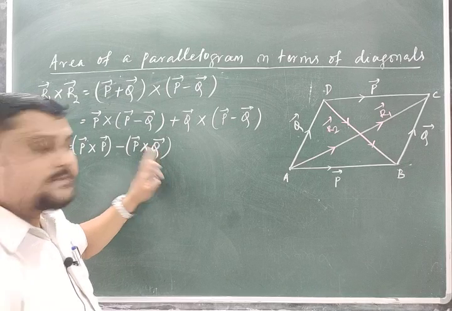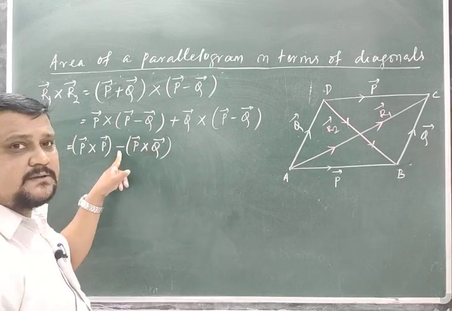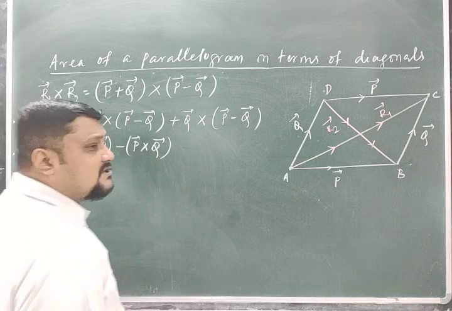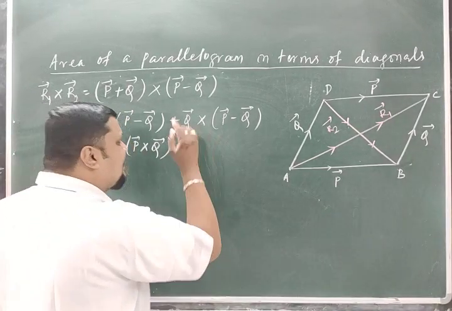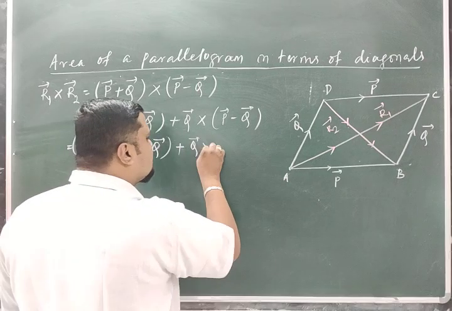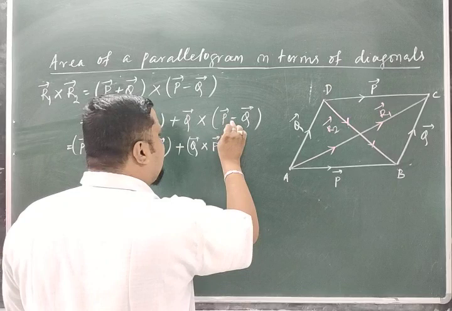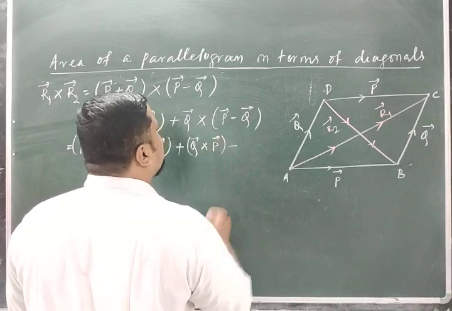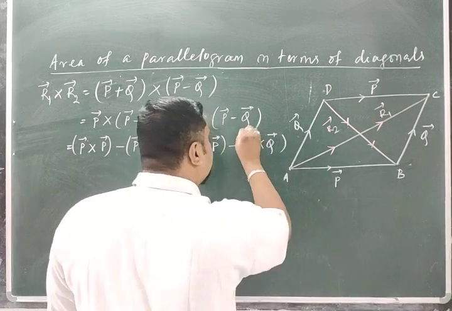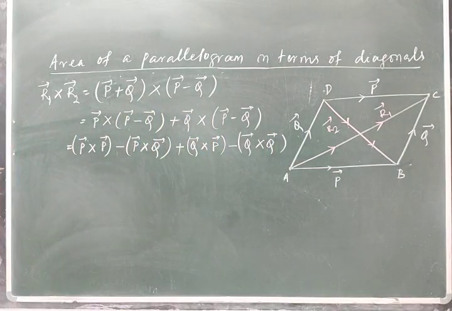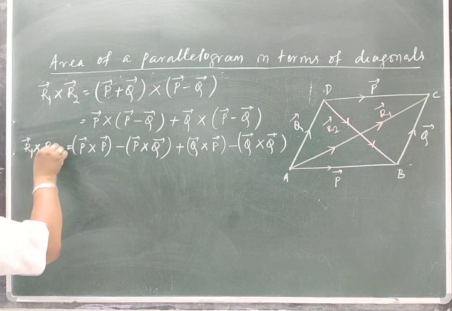Remember, for this P cross Q, you should keep the sequence. If you write Q cross P, then this should be plus. So P cross Q is not equal to Q cross P. Similarly, this one is Q cross P. First you multiply Q with P, then plus, and minus minus Q cross Q. So this is your R1 cross R2.